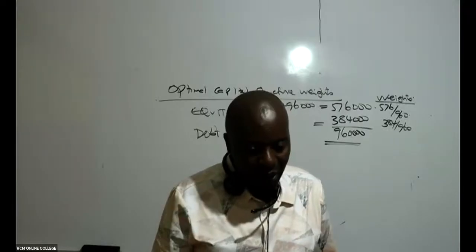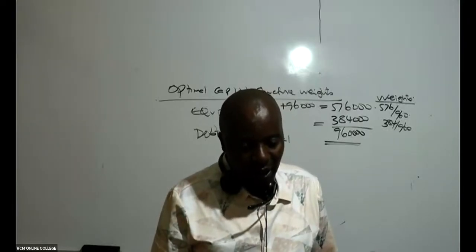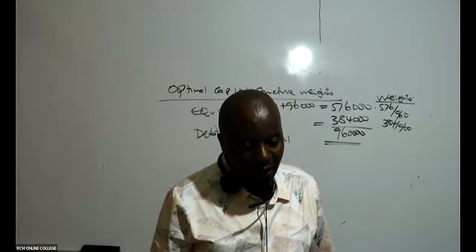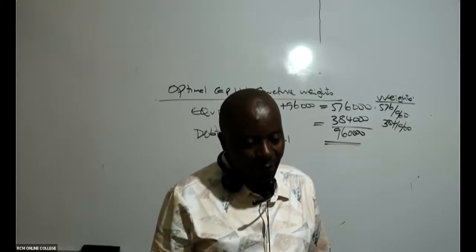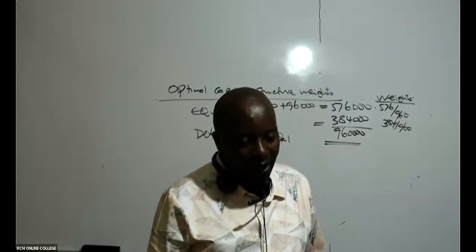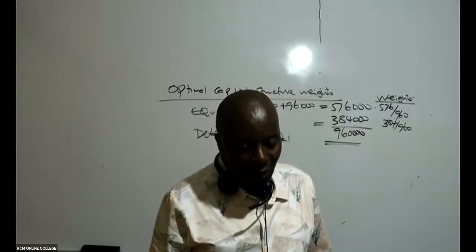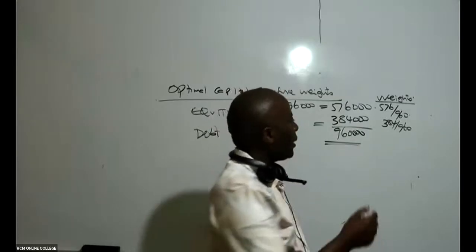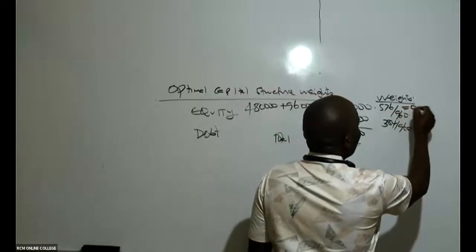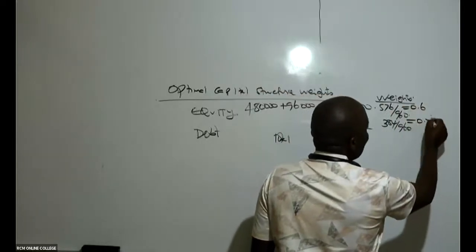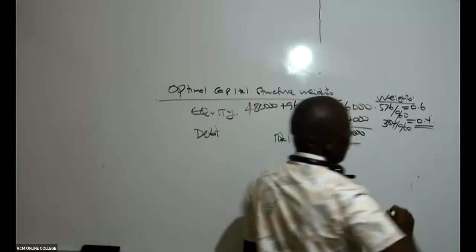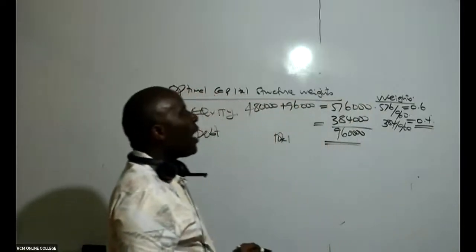Exactly 0.6. So most of them are saying, Mwalimu, this should be 0.6 exactly. Thank you very much. So this is 0.6. Then therefore, this will be 0.4. So what does this mean?